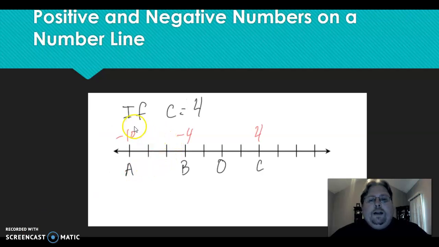Negative 6, negative 8, negative 10. So you would have to answer that A is negative 10 and B is negative 4.